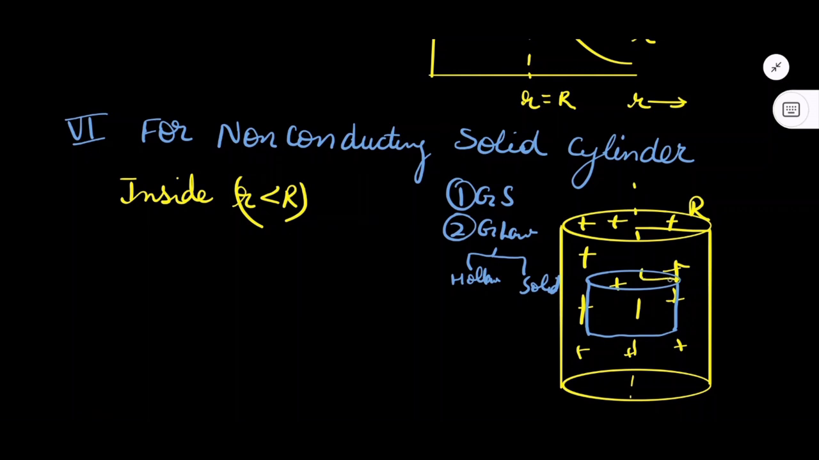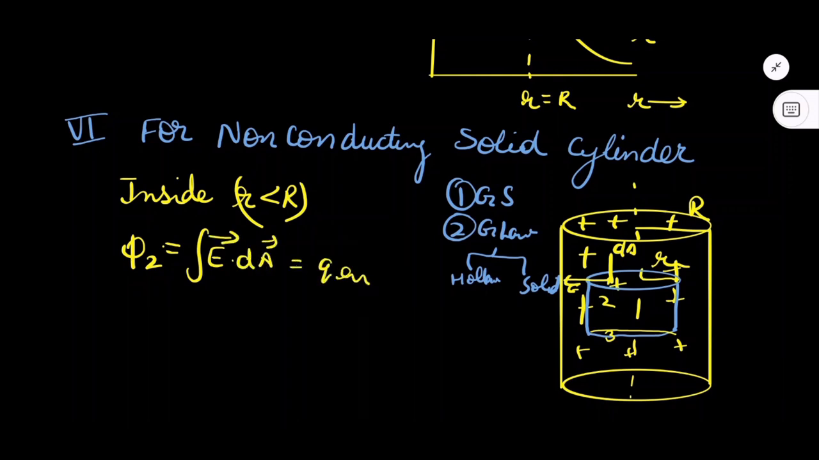Now let's solve for inside, where the Gaussian surface radius is smaller. Let's apply the Gauss law, and as we have seen, for surface 1, 2, and this third surface, the electric field we have to calculate only for the curved surface, that is phi 2. Since the angle will be the same, that is 90 degrees, the flux for the flat surfaces will be 0. Now we apply E dot dA equals charge enclosed upon epsilon naught, right? So it will be E into 2 pi r l.